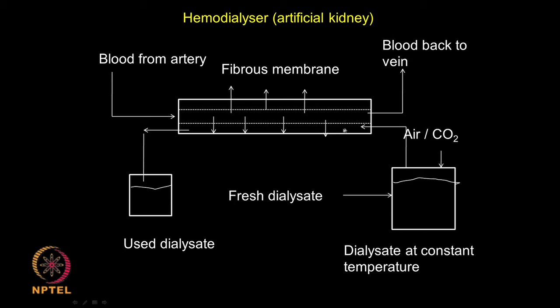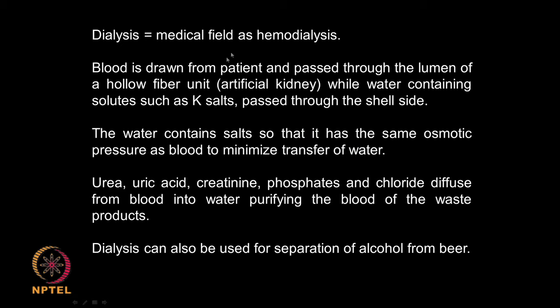We have the dialysate flowing outside these long fibrous tubes and the blood flowing inside. Sometimes the dialysate may go into the blood stream as well, that sort of possibility is there. So, this is called hemodialysis. It is generally used in the medical field as I said. The blood is drawn from the patient and passed through the hollow fiber unit, the lumen it is called. Water containing solutes such as potassium salts is passed to the shell side, that is called dialysate. You use salts because you want to make the osmotic pressure the same as what is there in the blood as well as on the water side.